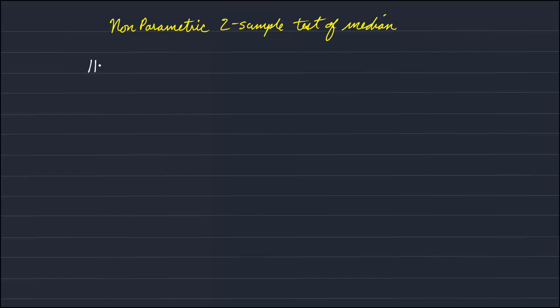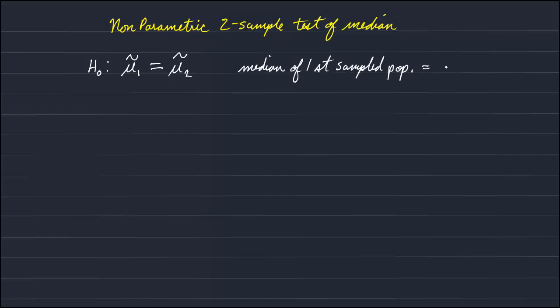So the appropriate null hypothesis might be that the median of the first population that's been sampled is equal to the median of the second population sampled. And of course, the alternative hypothesis would be that the two populations have different medians.